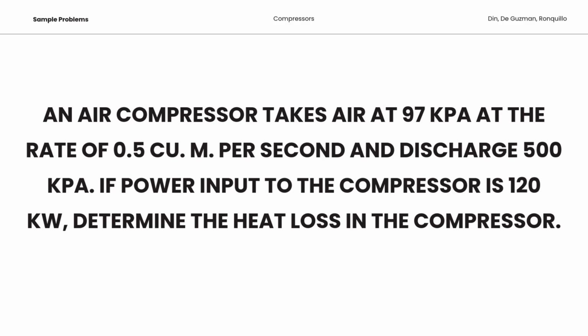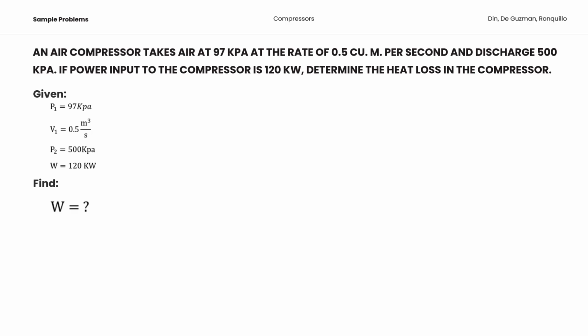Now for the second sample problem. An air compressor takes air at 97 kilopascal at the rate of 0.5 cubic meter per second and a discharge of 500 kilopascal. If power input to the compressor is 120 kilowatts, determine the heat loss in the compressor. Now for the given. The first pressure is 97 kilopascal, while the first flow rate is 0.5 cubic meter per second, and the second pressure is 500 kilopascal, while the work is 120 kilowatts. We have to find the heat loss in the compressor.